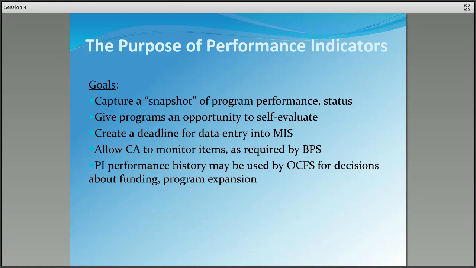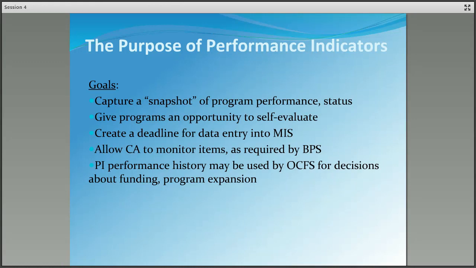This procedure gives programs a formal opportunity to take stock of their current performance in the measured domains and self-evaluate based on data to supplement more informal impressions of performance based on day-to-day operations. It also creates a deadline for data entry into the MIS, which keeps all programs relatively up to date in their data. You can't get too behind when you're being measured every 6 months.